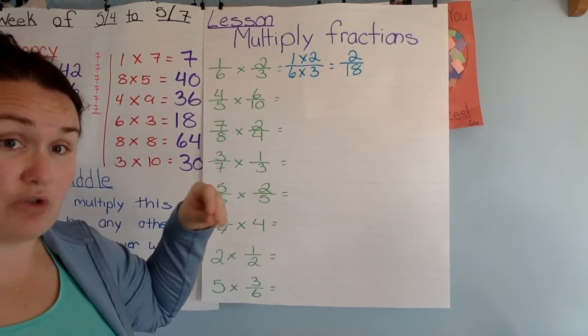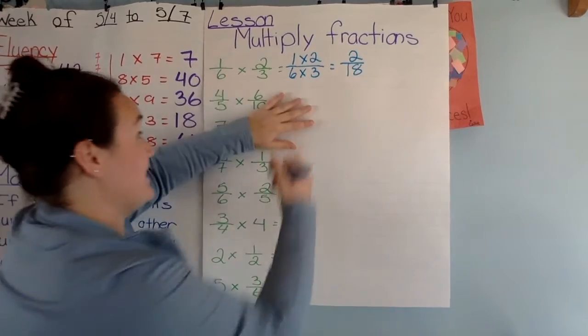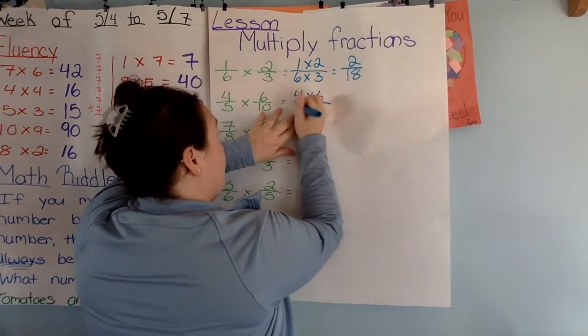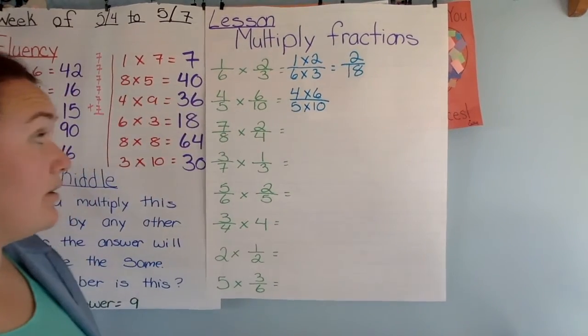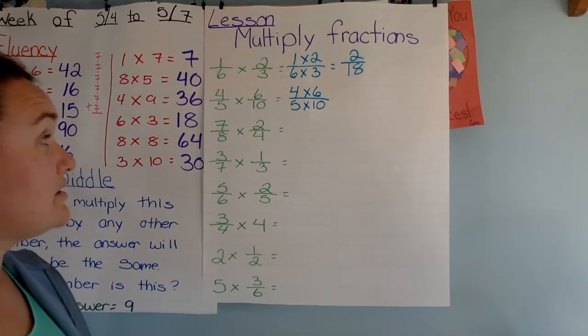So I want you to show, so you can see what I'm talking about. All right, let's go to the next one. 4/5 times 6/10. So I'm going to take 4 times 6 over 5 times 10. Now, could you skip this step? Absolutely, and I'll show you that next.